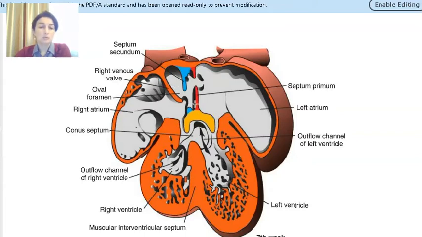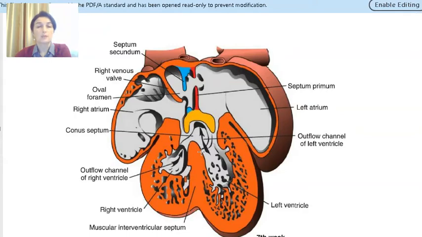Then we have another node, which will be located in the interatrial septa, that is the atrioventricular node. The atrioventricular node cells will take their origin from two sources. First of all, from the caudalmost part of the sinus venosus, and also some of the cells of the interatrial septa. So these myocardial cells together will form the atrioventricular node and atrioventricular bundle.